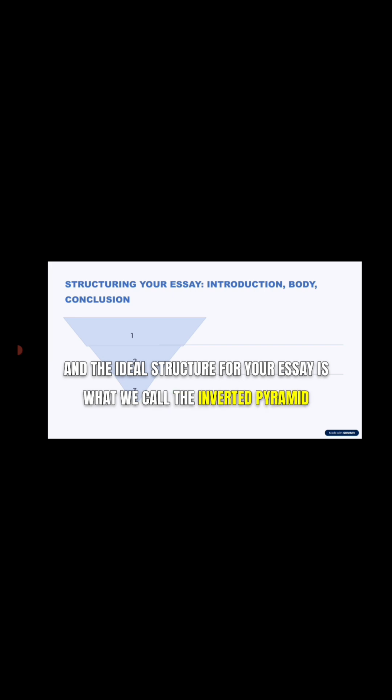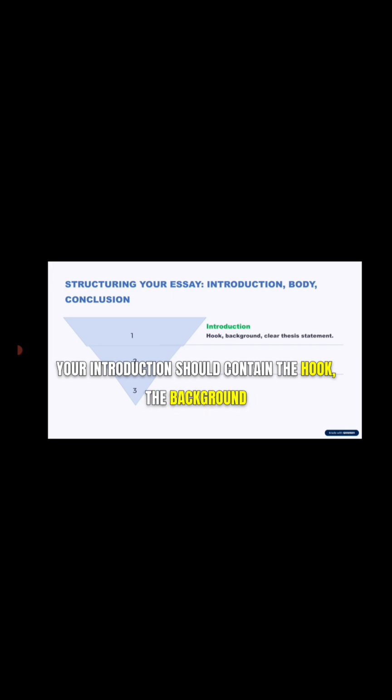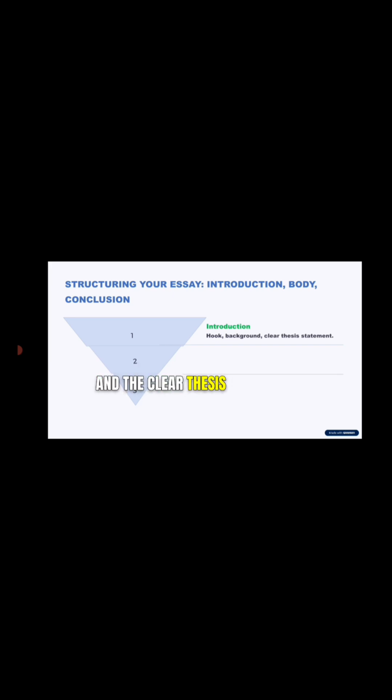Next, we have structuring your essay: introduction, body, and conclusion. Your essay should have a definite structure, as I earlier mentioned, and the ideal structure for your essay is what we call the inverted pyramid. Here, on top of the pyramid, we have the introduction. Your introduction should contain the hook, the background, and the clear thesis statement.